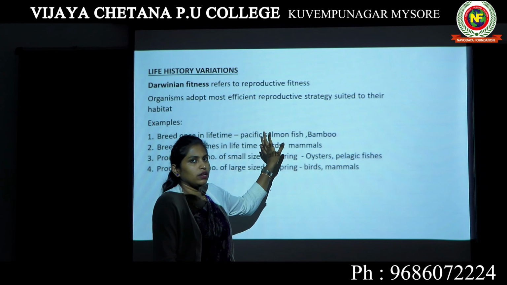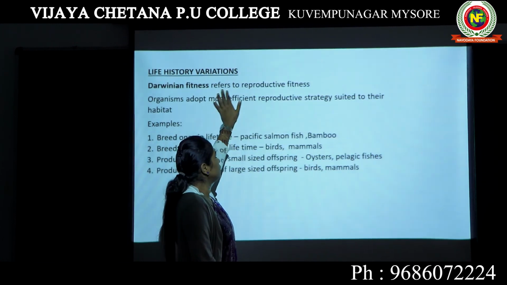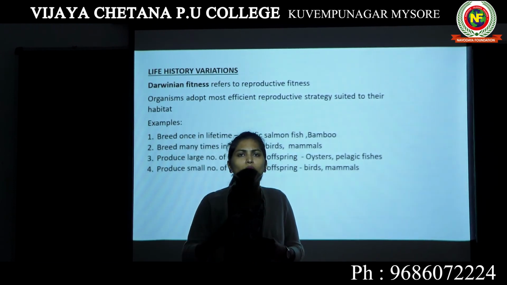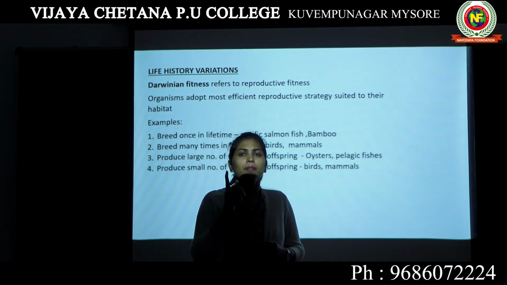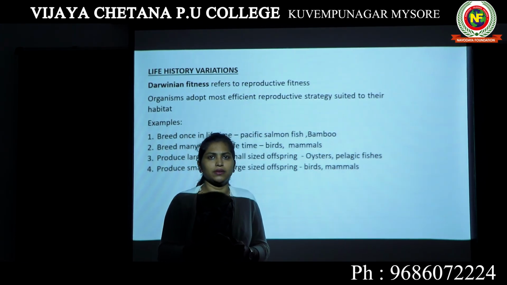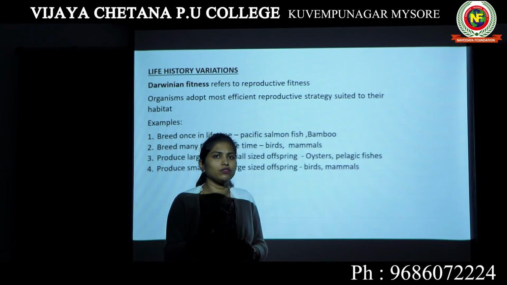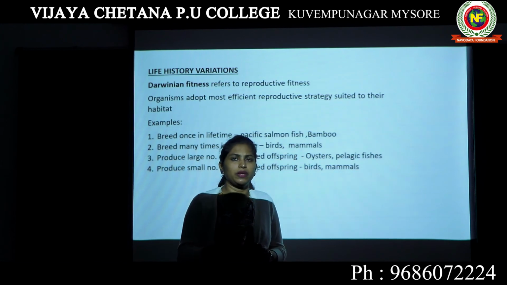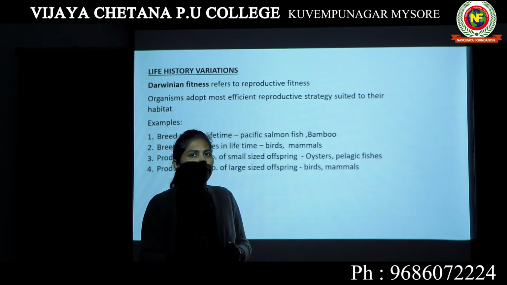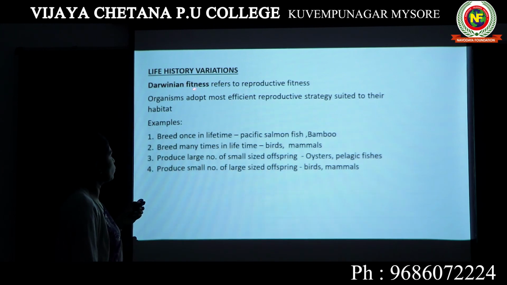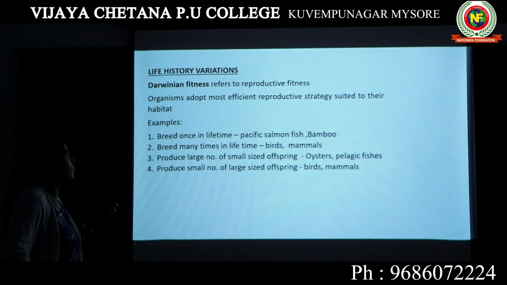According to Darwin, only those organisms who are reproductively fit, who will produce more and more offspring, are selected by nature and will survive in nature. Whereas dinosaurs, even though they were physically fit, did not produce more and more offspring, so they were not reproductively fit. Reproductive fitness is the actual fitness that Darwin was talking about.